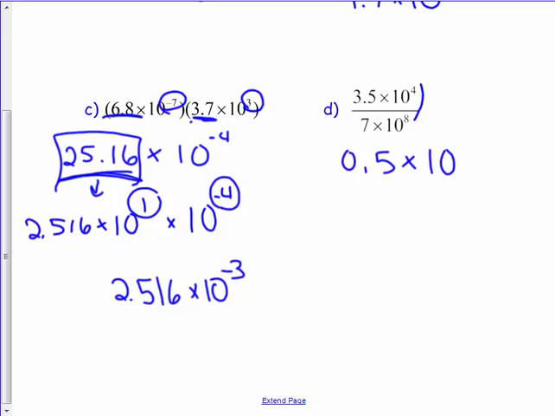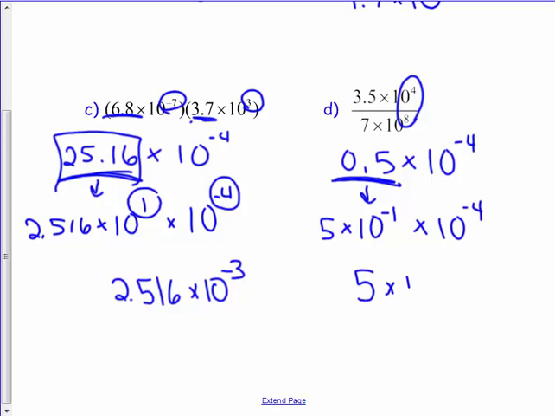In D, when I do 3.5 divided by 7, I get 0.5. When I subtract, I get 10 to the negative 4. But again, now I have to write 0.5 in scientific notation. So I'm going to have to move it over 1 place. So that's 5 times 10 to the negative 1. Now, negative 1 and negative 4 gives me negative 5.